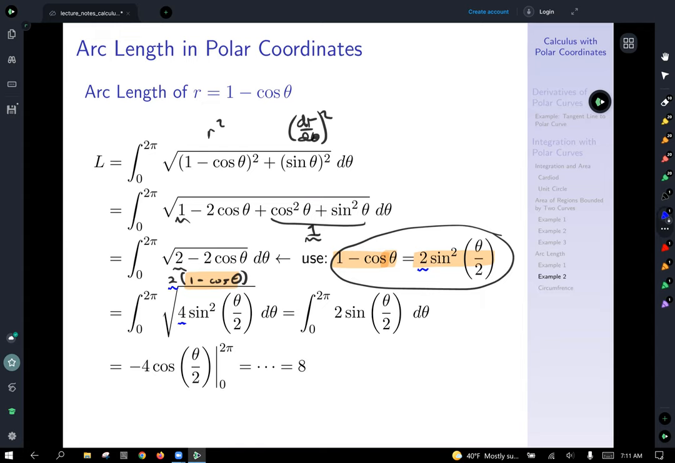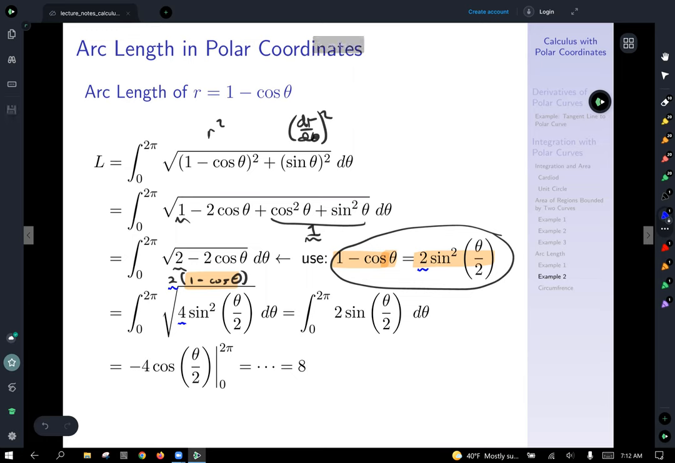Now that's under a square root, and we can pop that out because it's a bunch of squared quantities. The square root of 4 is 2, and the square root of sine squared of theta over 2 is equal to sine of theta over 2. So what has derivative 2 sine of theta over 2? Well, a quick u substitution, and we'll see that we get negative 4 cosine of theta over 2. Evaluating that from 0 to 2 pi, we get a very, very nice result of 8. It's kind of interesting that these polar curves sometimes have very nice whole number arc lengths.